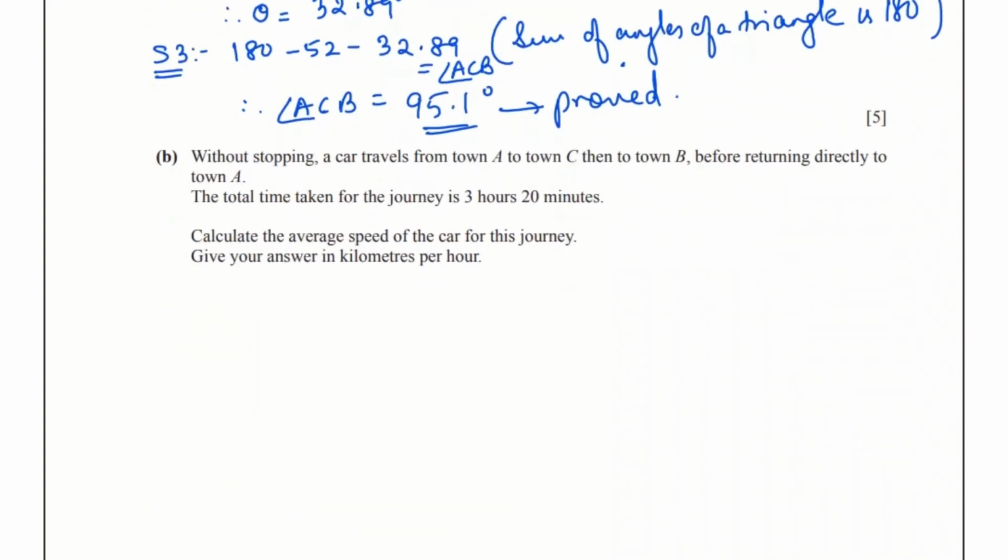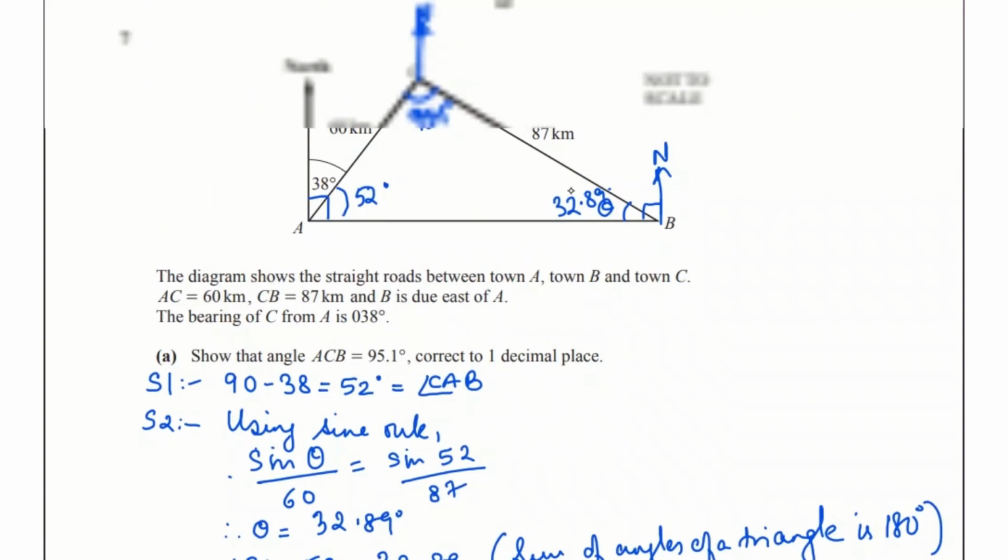Without stopping, a car travels from town A to town C, then to town B before returning directly to town A. The total time taken for the journey is 3 hours 20 minutes. Calculate the average speed of the car in this journey, and your answer should be in kilometers per hour. So it has to be in kilometers per hour. So for this you have to find out distance. The distance is A to C, C to B and B to A.